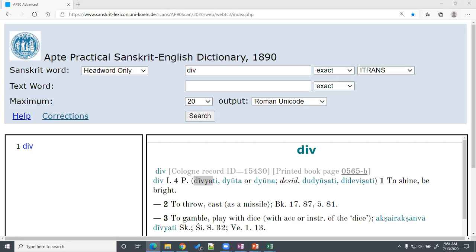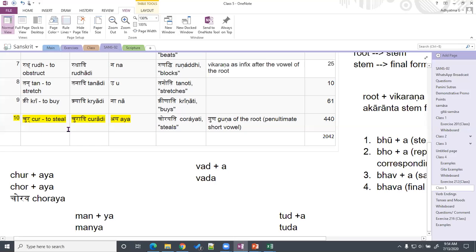Chorayati first has an inflection. What is it? Is it chor or chor? I think that inflection should not be there. I'll remove it. Chorayati. So sorry about that. It should not be there.